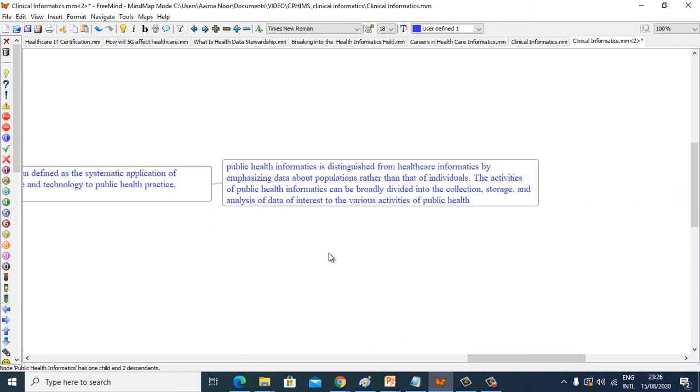Public health informatics is distinguished from health informatics by emphasizing data about populations rather than that of individuals. The activities of public health informatics can be broadly divided into collection, storage, and analysis of data of interest to the various activities of public health.